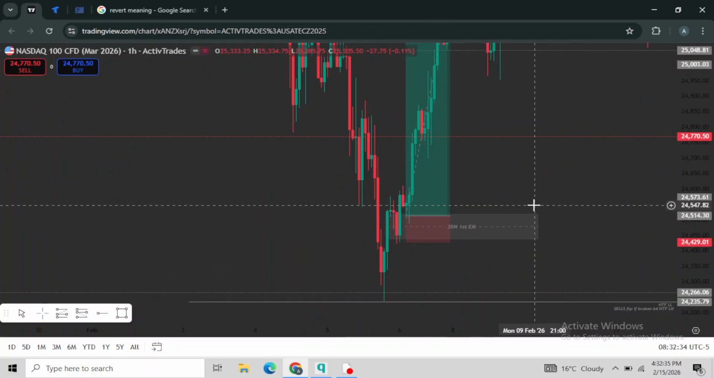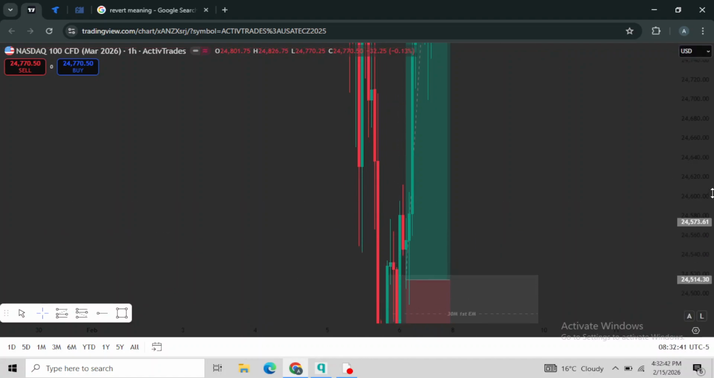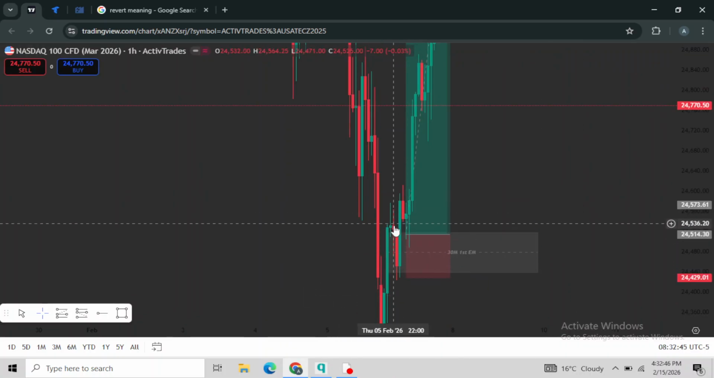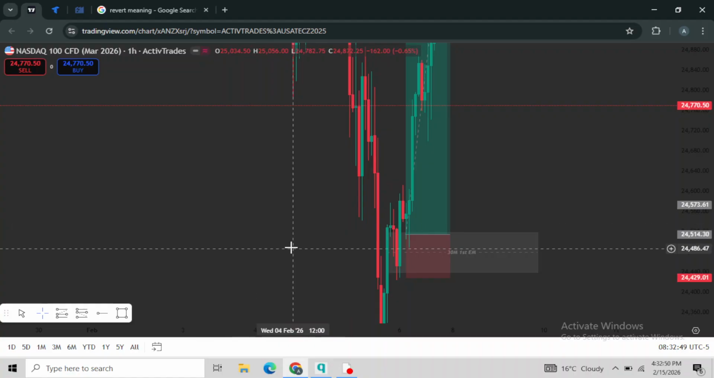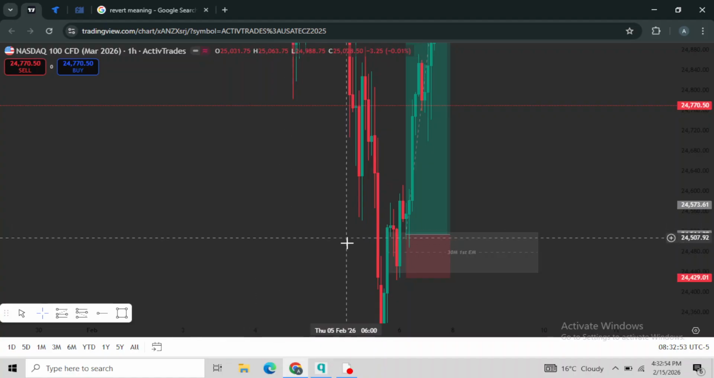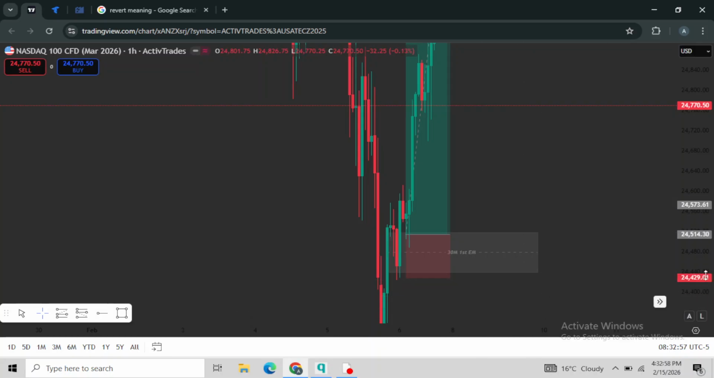The 1 hour also has this fair value gap here. This fair value gap, and this is London session. I put it here because this is London session, and so I enter on the first presented fair value gap on the 30 minutes, and the lows are below this 1 hour lows. That's how the trade goes.